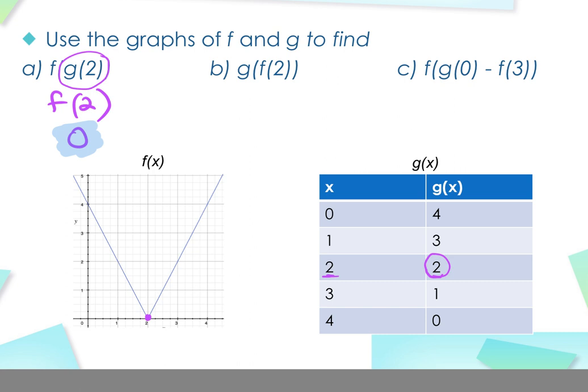Okay, same thing for B, but the question is reversed. So I'm going to start with f of 2 first. I go to the f of x, I find 2, I get the corresponding y, which is what? 0, and then I want to find g of 0. So then I go to the chart, I go where 0 is, I get the corresponding y, which is 4. So notice that the order is important. We can't change the order.